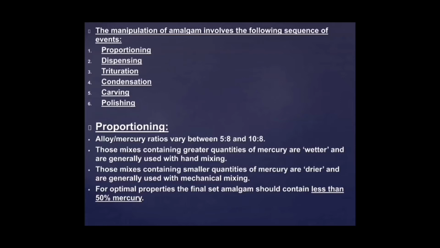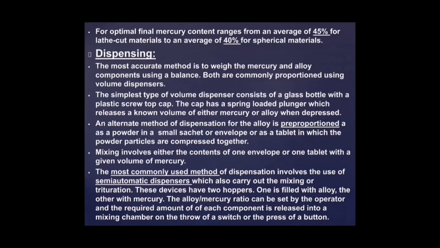Proportioning. Alloy mercury ratio varies between 5 to 8 and 10 to 8. These mixtures containing greater quantities of mercury are wetter and generally used with hand mixing. Those mixes containing smaller quantities of mercury are drier and are generally used with mechanical mixing. For optimal properties, the final set amalgam should contain less than 50% mercury. Optimum final mercury content ranges from an average of 45% for lathe-cut material to an average of 40% for spherical material.